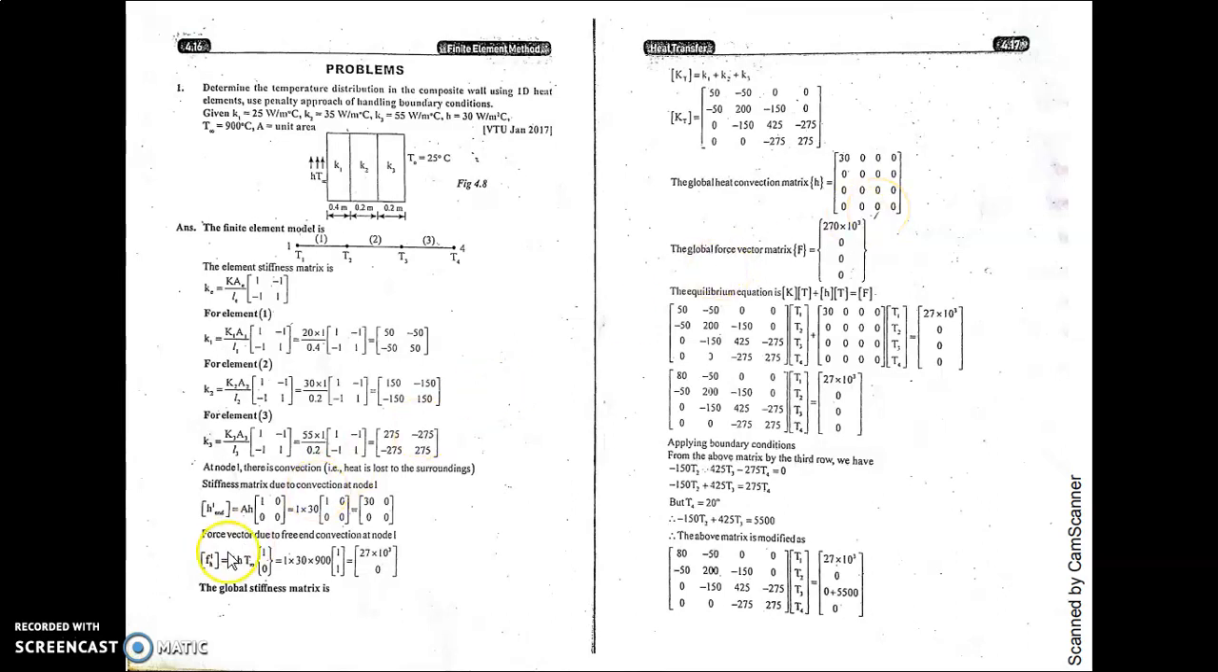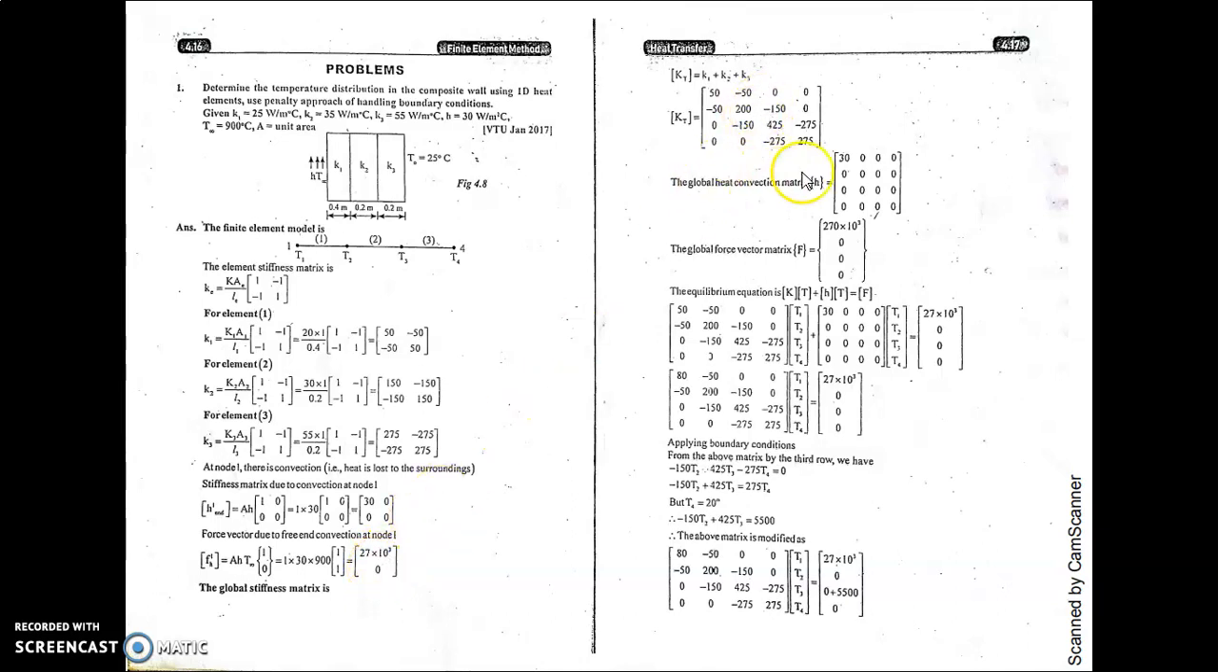Now in the previous lecture we have also seen the force matrix whenever the free end convection is given, that is A h T infinity [1; 0]. Why 1? Because convection is at the left hand side, so it is [1; 0]. 1 is the area, h is 30 and the ambient air temperature is 90 degrees centigrade. Now if you multiply this, you will get 2.7 times 10 to the power 3 and 0.